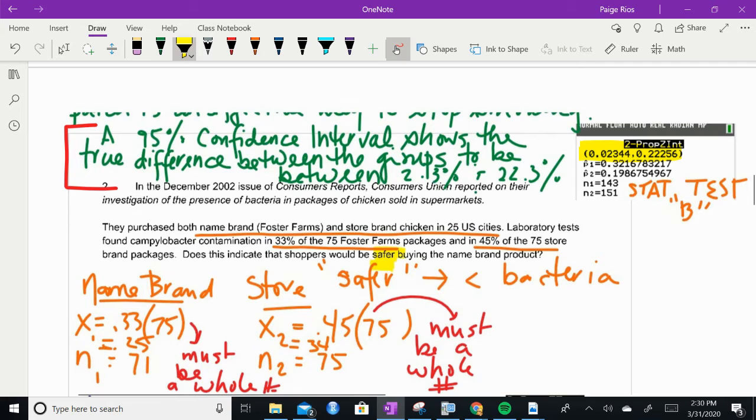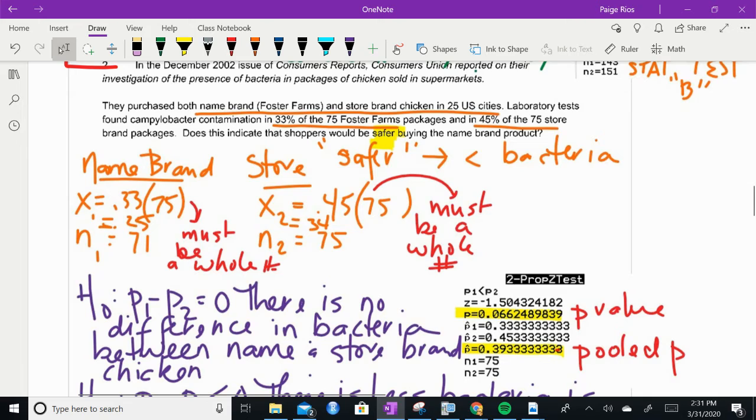Now the next one is about comparing bacteria found in name brand versus store brand chicken. And so there are a couple things to note in this problem as you're looking. First of all, they give you this information that they gathered this in 25 US cities. That's going to be important for independence. If they went and bought the chicken all at one store, all in one city, you would not be able to say that each package was independent of the next. But they didn't. They went to 25 different cities.